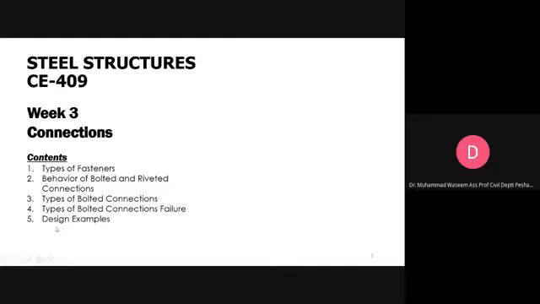Then at the end we will have some examples on bolted connections, like the specifications of the American Institute of Steel Construction that you have to observe while designing your connection. Then we will go through examples on shear strength, shear failure of the bolts. Apart from the examples, there are some problems in this lecture as well.